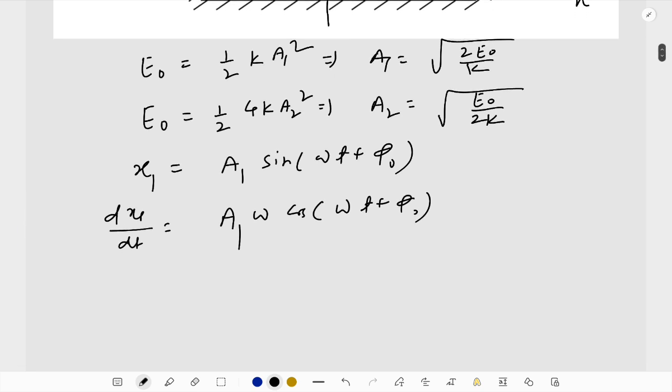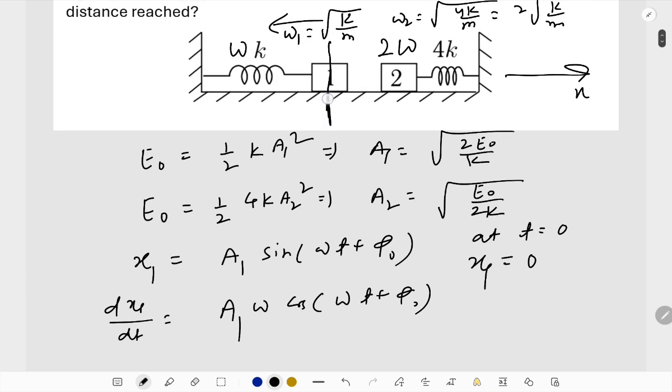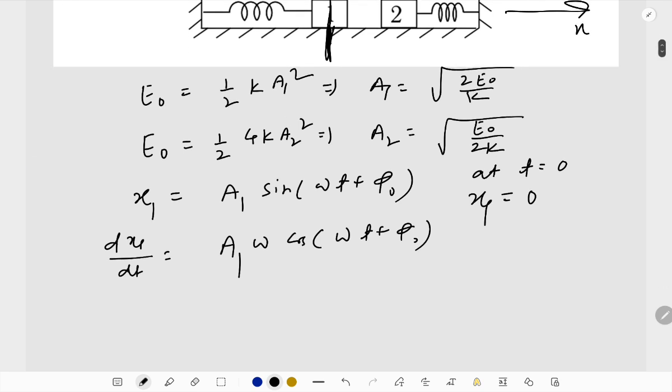the initial conditions of motion. At t equals 0, x1 was 0. We count x1 from here, so x1 was equal to 0 at t equals 0, and dx1 by dt equals omega A1, and towards the left, minus omega A1.